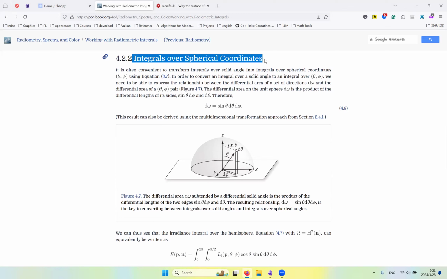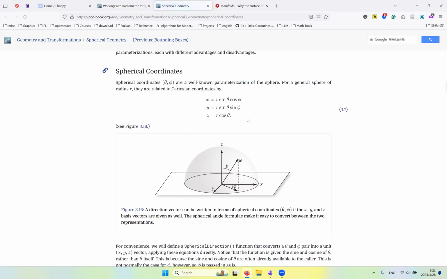Integrals over spherical coordinates. So we can transform integrals over solid angle into integrals over spherical coordinates, theta and phi, using equation 3.7. I assume it's just like spherical coordinates.